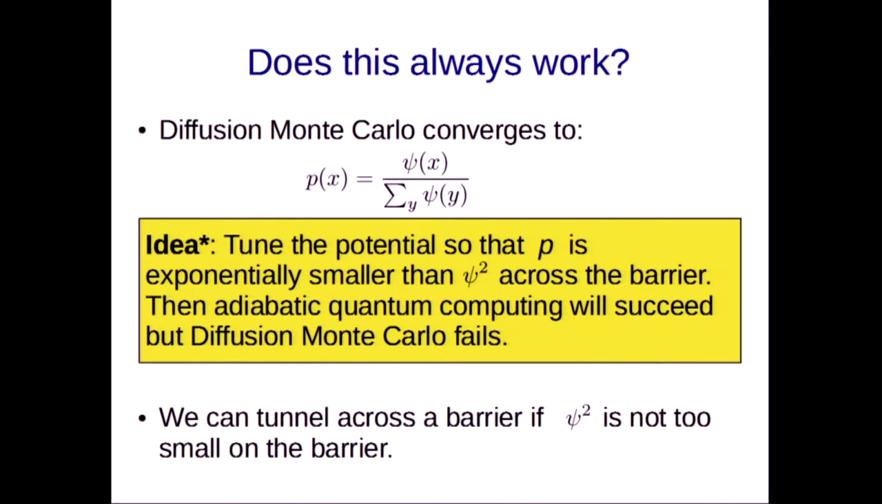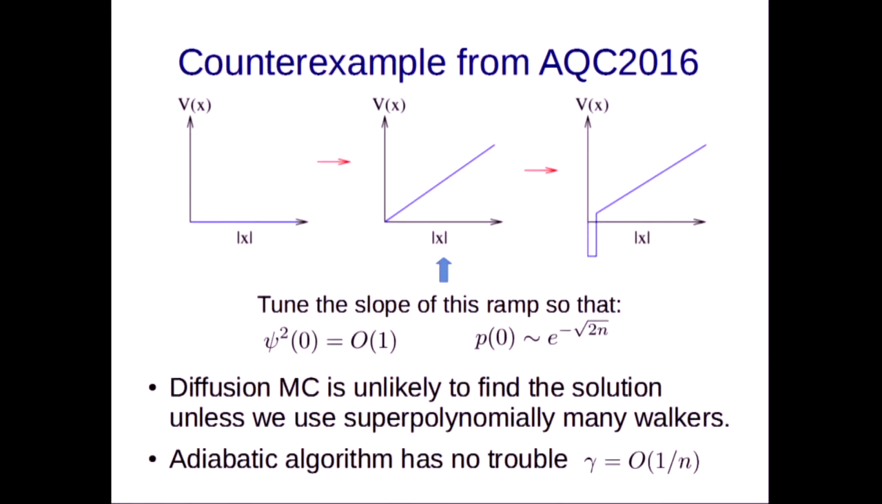But they can only do that if there are some walkers on the other side of the barrier already, and if that probability is too small, you need an exponentially large number of walkers for this kind of pseudo-classical tunneling to occur. And so you tune things so that doesn't occur, but quantum tunneling does. And so here's our example from last year.